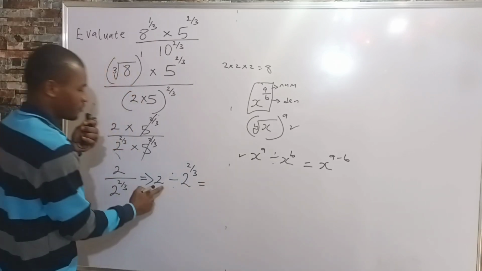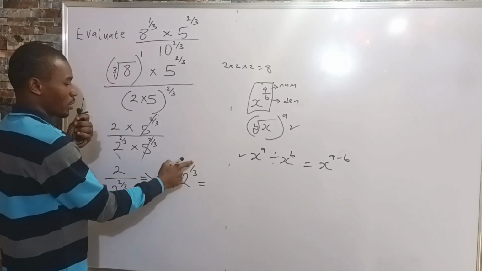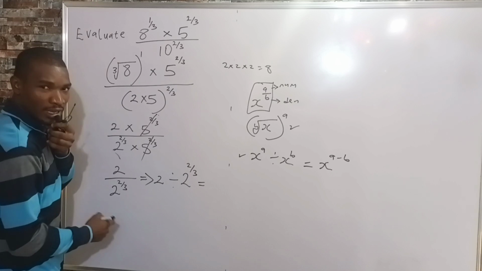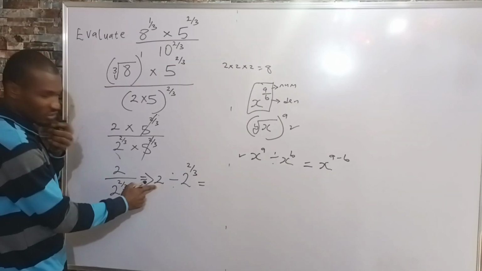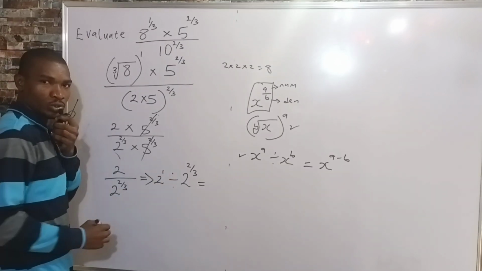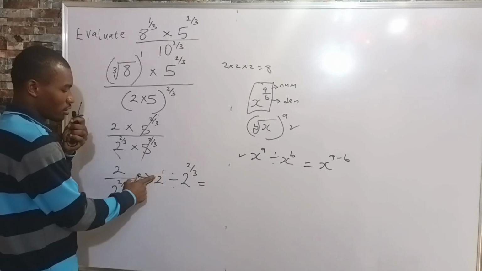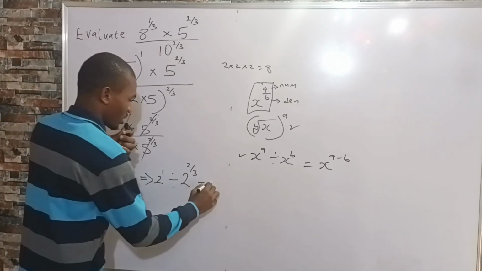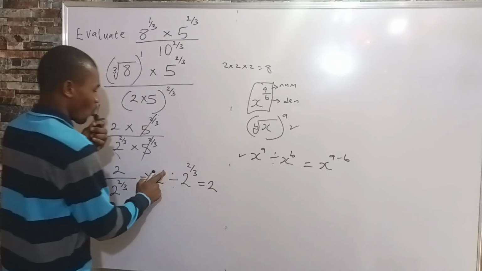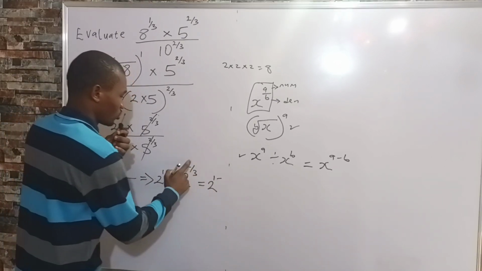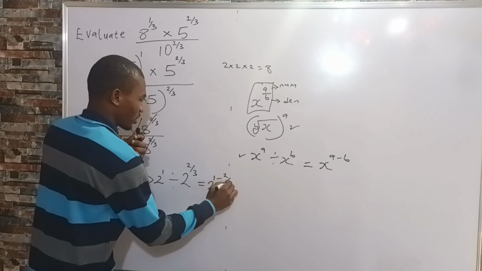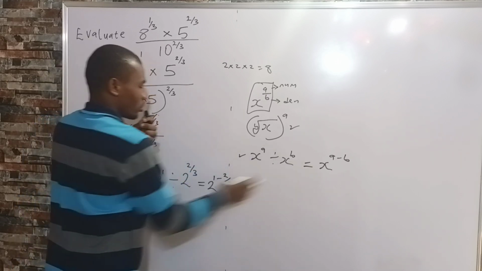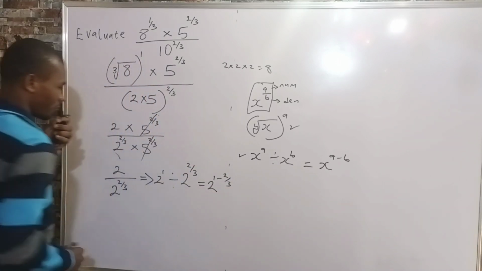So let me apply this law of indices here in this given place. So since I have 2 divided by 2 raised to the power of 2 over 3, don't forget that 2 is the same thing as 2 raised to the power of 1, because any number raised to the power of 1 is still that number. Such that I have 2 raised to the power of 1 minus 2 over 3. So I just apply this law here. So let me solve further.